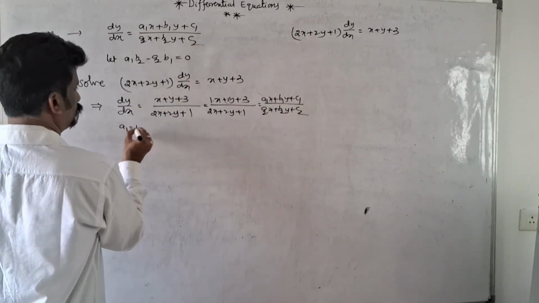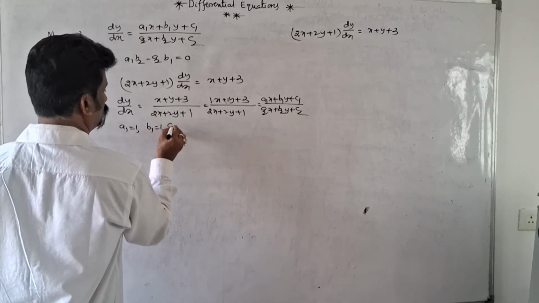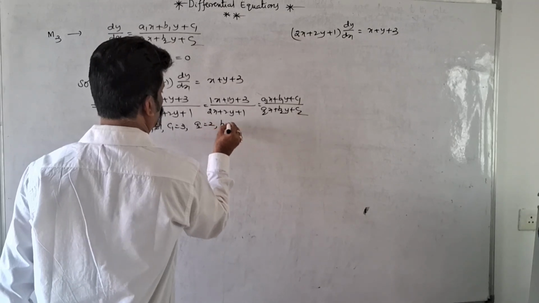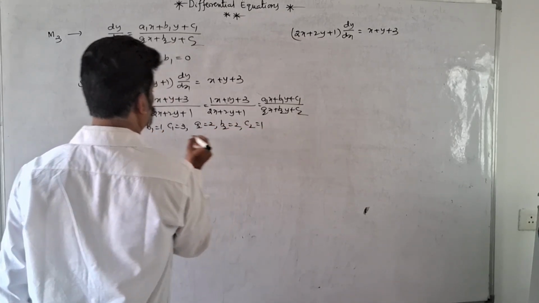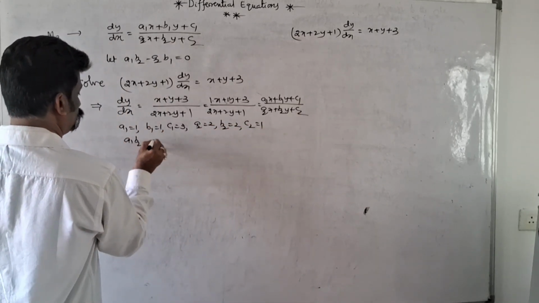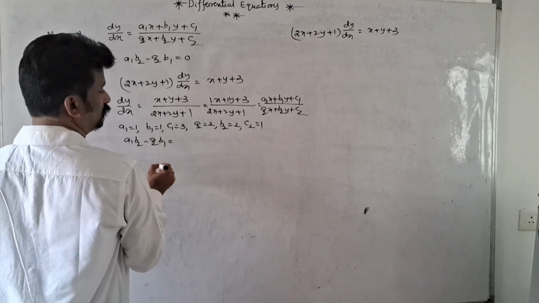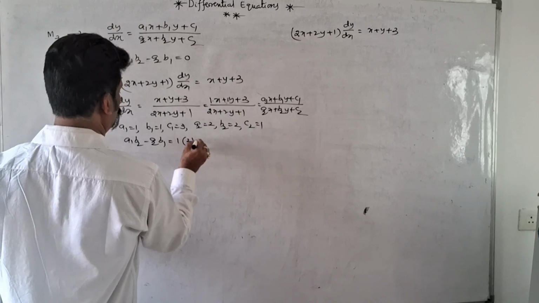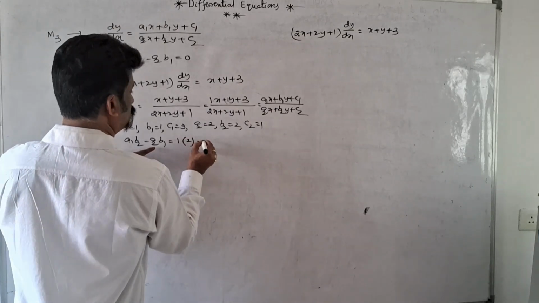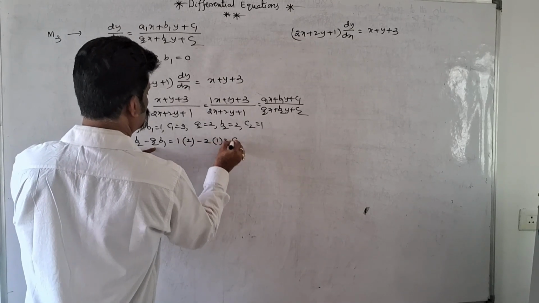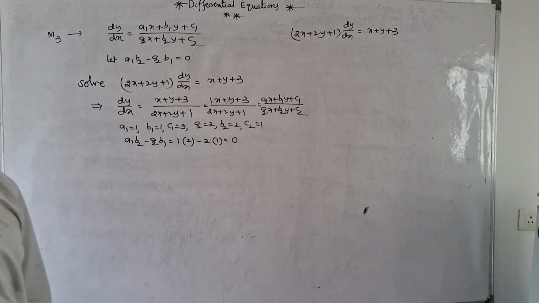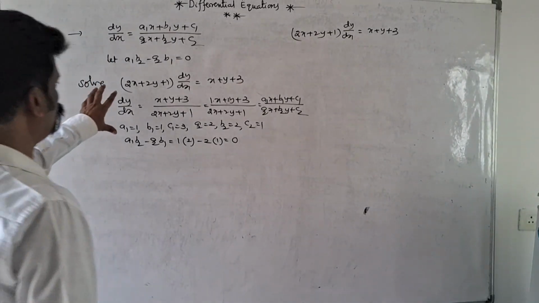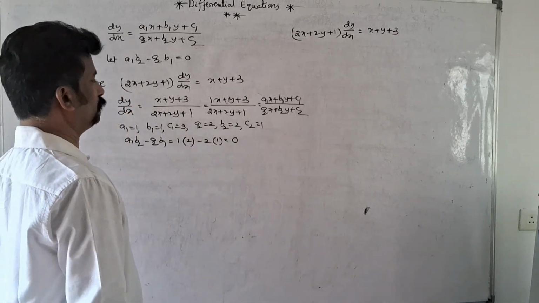So a1 is equal to 1, b1 is equal to 1, c1 is equal to 3. a2 is equal to 2, b2 is equal to 2, c2 is equal to 1. So a1 b2 minus a2 b1 is equal to 1 into 2 minus 2 into 1. This value is equal to 0. a1 b2 minus a2 b1 is equal to 0. Then this is model number 4. How to simplify this type of problem?